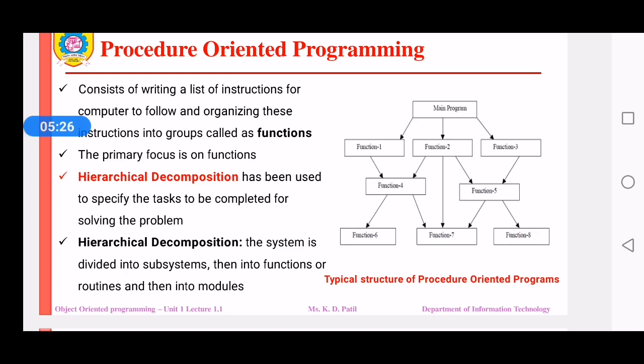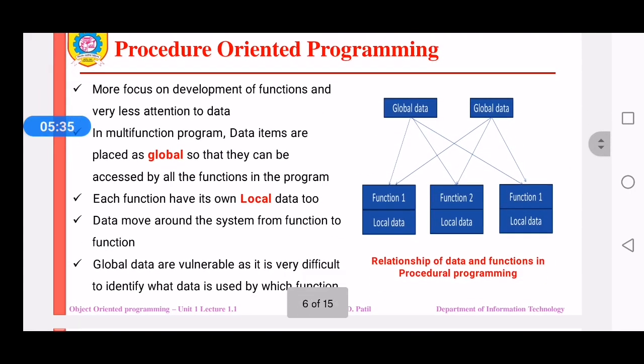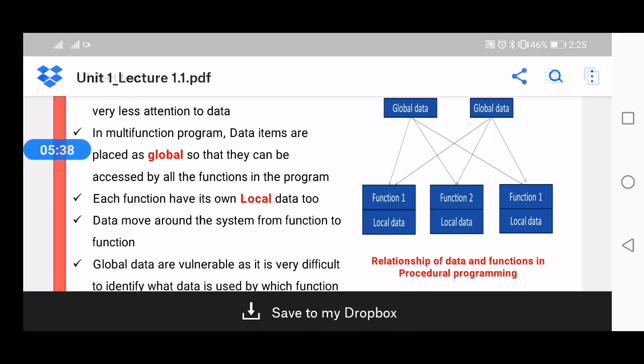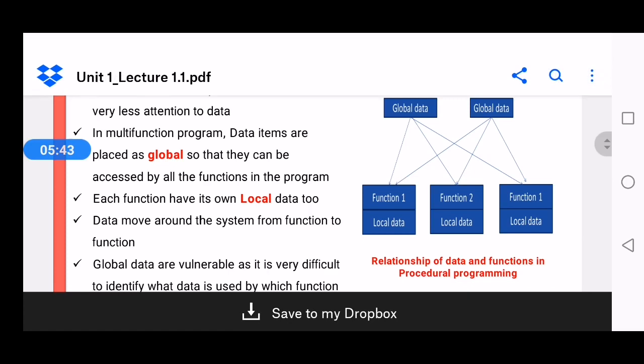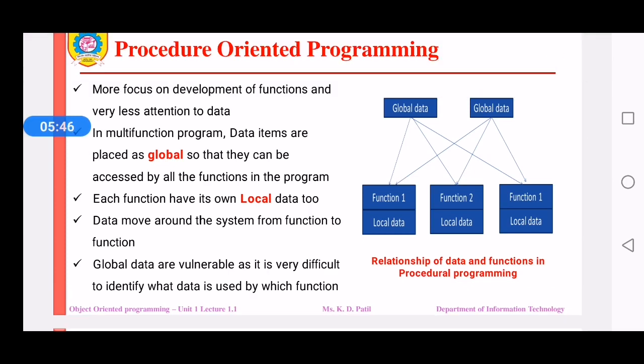If you observe the figure, the main program is divided into a number of subprograms, that is subroutines, called functions. In the procedure-oriented language, the more focus is on functions rather than the data. Each function consists of local data, and along with that local data, a function can access the global data. All the data items which can be used can be placed in the global data so that the data can be accessed by the functions in the program. The data move around the system from function to function.